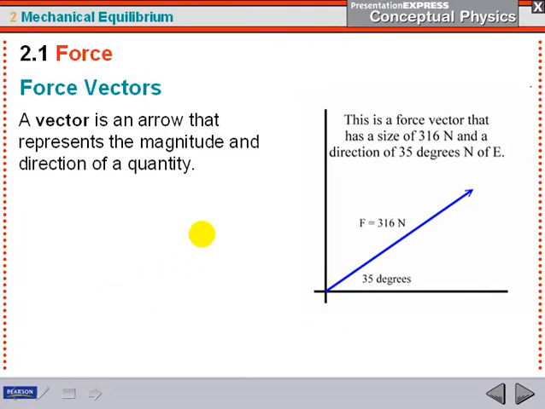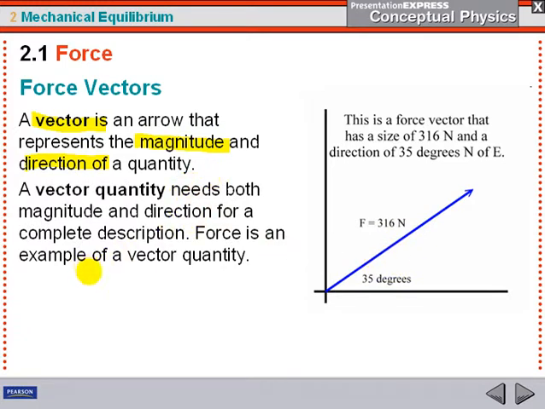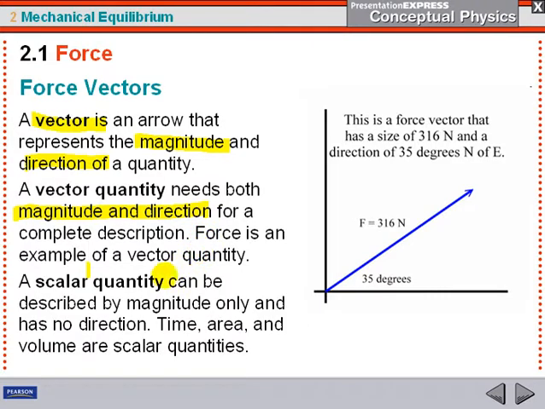Here's some force vectors. We did a little work on this before, so we kind of know what a vector is. A vector has magnitude and direction. In this case, this one is a magnitude of 316 and an angle of 35 degrees north of east. When you have a vector, once again, you have to have magnitude and direction. And we're going to see that force is an example of a vector quantity. It has magnitude and a direction. The opposite of a vector quantity is a scalar quantity, and it only has magnitude.